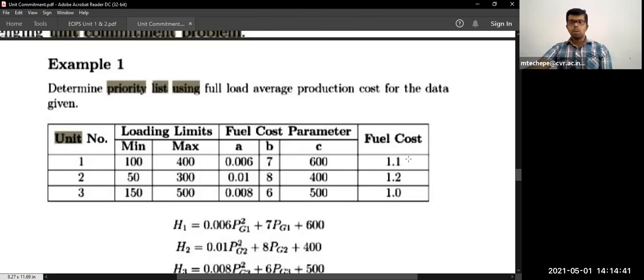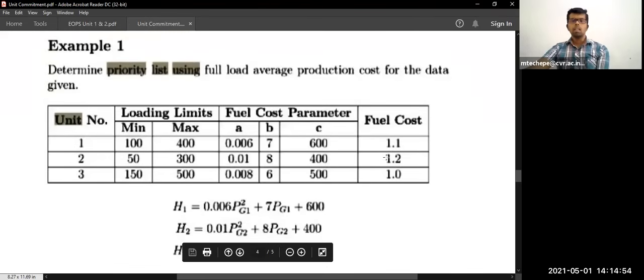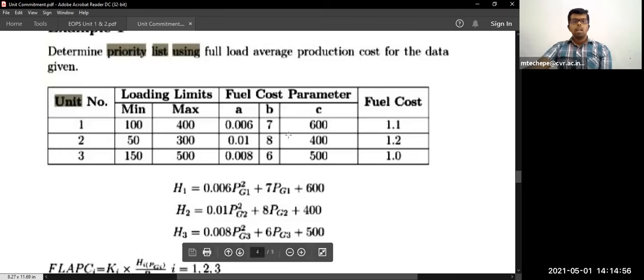Then fuel cost for the first generating unit is 1.1, then the second is 1.2, and the third is 1.0. This is given in dollars in this problem. Sometimes fuel cost will be given in rupees also. So based on that, you have to go for it.